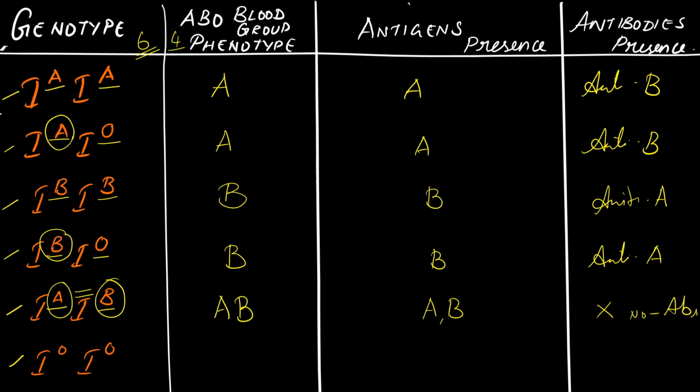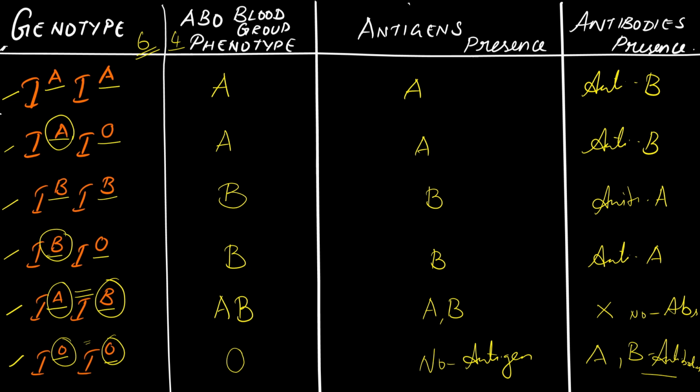Okay. And what about this last case? Here, IO and IO is there. Both are recessive only. When both the genes have the recessive allele, that is, the O allele, which is the recessive one, only in this particular case the person will be expressing O blood group. Okay, so what antigens will they have? They are not going to have any antigens, but they have both antibodies: A antibody also, B antibody also. So you have to be very clear with this concept.